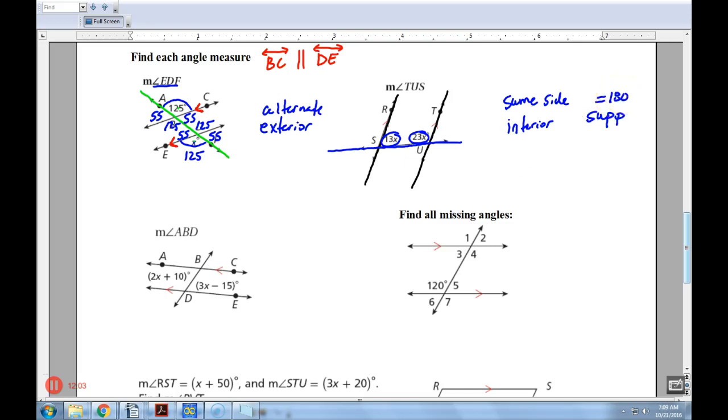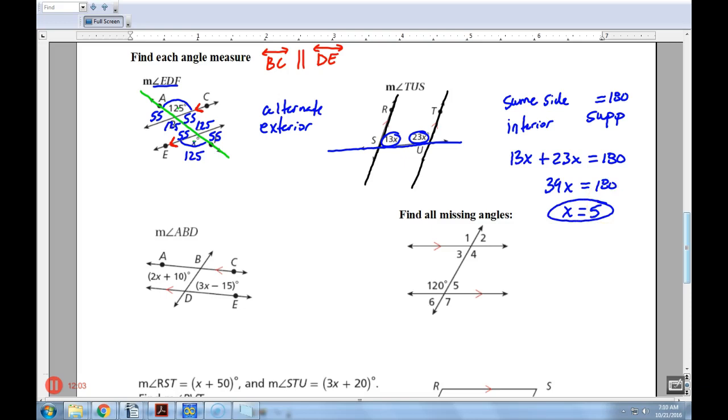So I'm going to set my equation up. 13x plus 23x has to equal 180. And then I can work this out. Combine like terms. Divide both sides by 39. 180 divided by 39, grab a calculator here. I believe it's going to be 5. X equals 5. And when you plug it back in, it should work.